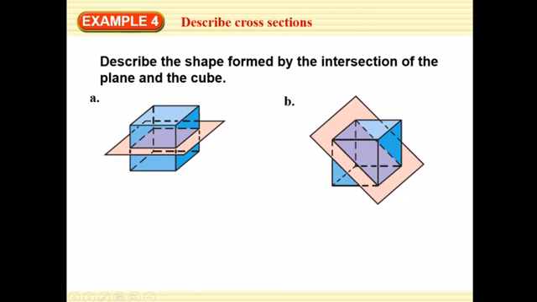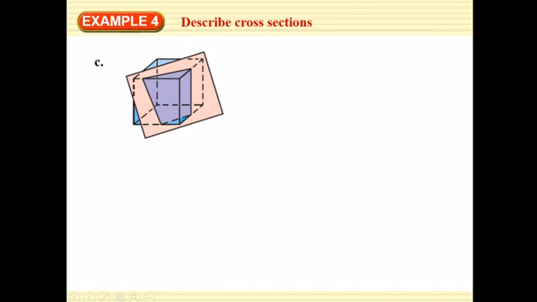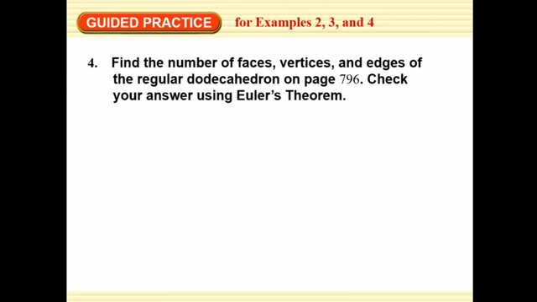Alright, so part A here, the cross-section is still a square. It looks like that plane is parallel to a base. But then part B looks a little bit different. Part B, the cross-section is a rectangle. Alright, in example 4, C here, the cross-section is going to be a trapezoid because it intersects it at more of an angle. It's not parallel, and it's not slicing from vertex to vertex. So why don't you guys try guided practice number 4.